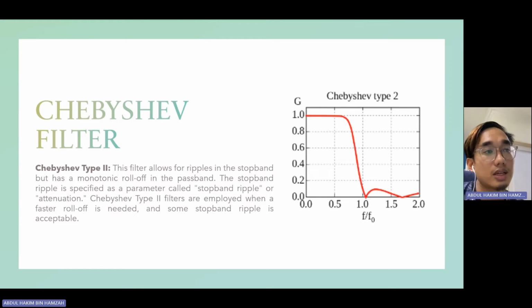So this is Chebyshev type 2. This filter allows for ripple in the stop band but has a monotonic roll-off in the pass band. The stop band ripple is specified as a parameter called stop band ripple or attenuation. Chebyshev type 2 filters are employed when a faster roll-off is needed and some stop band ripple is acceptable. So as shown in the figure in the slide, the waveform is for Chebyshev type 2.